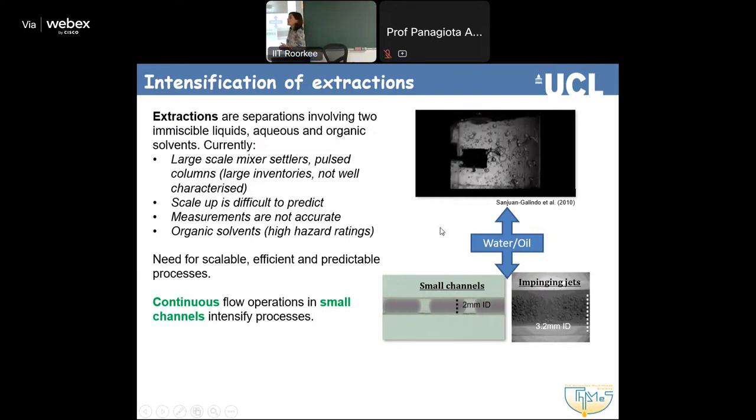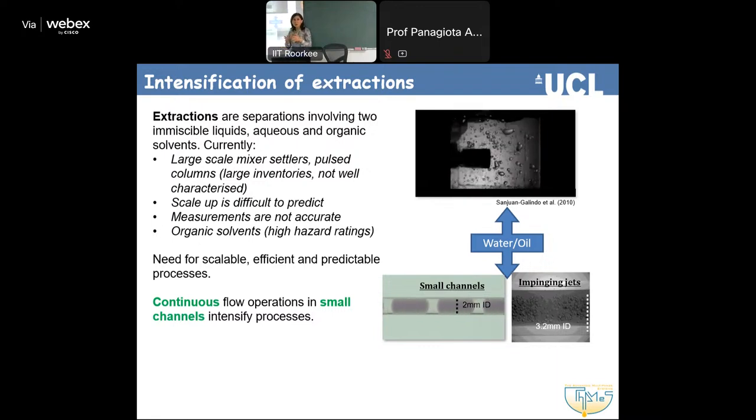Okay, so extractions, for those of you that are not chemical engineers, are separation processes that involve two liquids. It is a separation process where we try to get a material from one phase, usually an aqueous phase, to another phase, usually an organic phase, that also contains particular extractants, chemicals that help this separation.